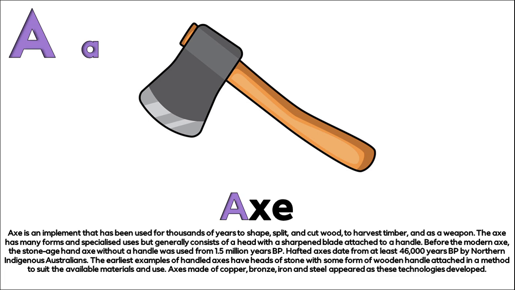BP. Hafted axes date from at least 46,000 years BP by northern indigenous Australians. The earliest examples of handled axes have heads of stone with some form of wooden handle attached in a method to suit the available materials and use. Axes made of copper, bronze, iron, and steel appeared as these technologies developed.